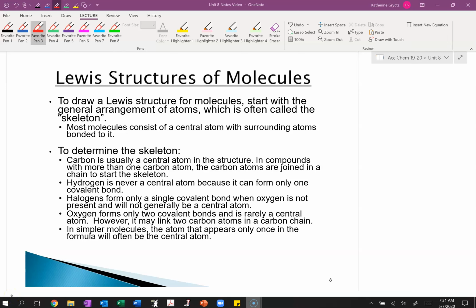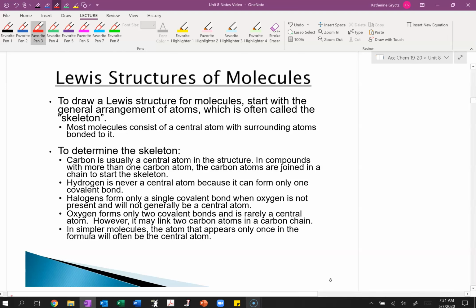This is the second part of the Drawing Lewis Structures video. We're going to go back in more detail over the rules and the patterns of drawing Lewis structures, draw some more drawings, as well as talk about the results when we're finished drawing those Lewis structures. There's some analysis that we can do.